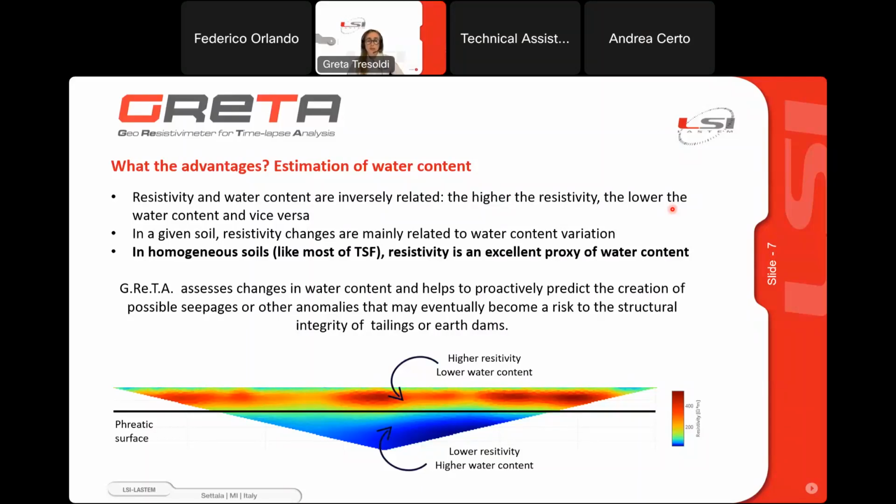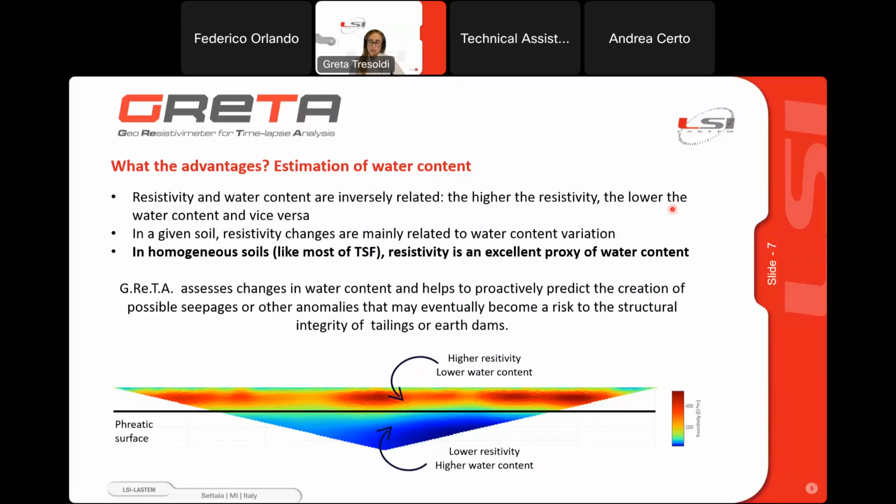So the GReTA system can assess changes in water content and can help to proactively predict the creation of possible seepages, infiltration, other kinds of anomalies that may become a risk to the structural integrity of the tailing or earth dams or levee water dams. So this system can be applied also to other earthen structures.